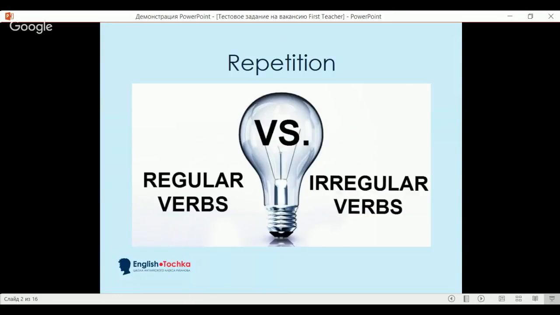So, what is the difference between regular and irregular verbs? Please write in the chat. The difference between regular and irregular verbs. We remember them from past simple, for example, present perfect. I'm sure you know about it.